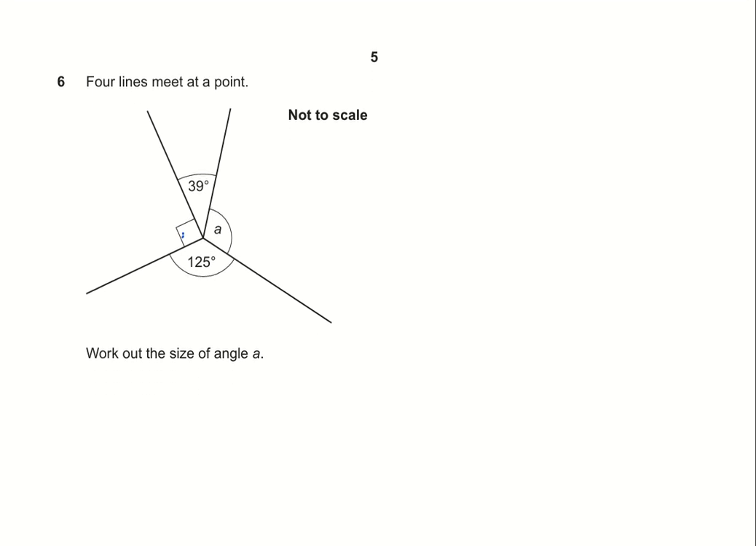Okay, so 4 lines meet at a point. Work out the size of angle A. As you know, the angles around a point add up to 360. So I can write this all like here: 39. If I add 39 plus 90, how did I get 90? As you can see, this symbol is 90, okay? So 90 and 125. Add A, okay? Angles around a point add up to 360.